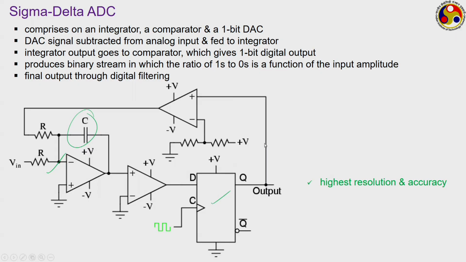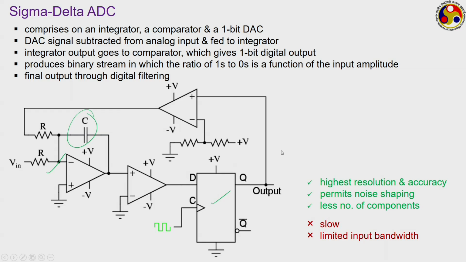But its advantage is it gives the highest possible resolution and also very high accuracy. It permits noise shaping and also needs much fewer components, particularly when you compare with the successive approximation one. But it is again a bit slow because we get just one bit at a time. It has a limited input bandwidth. Sigma delta ADC probably is the most accurate one among all that we have discussed, but the successive approximation one is the one that is most commonly used for general purposes.